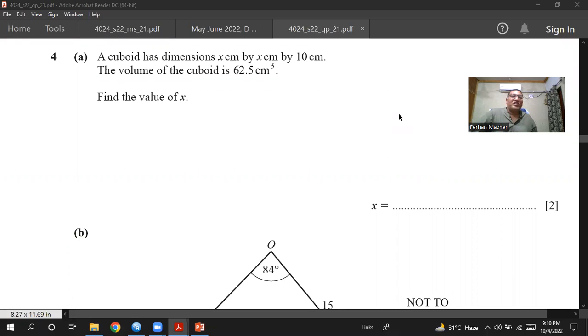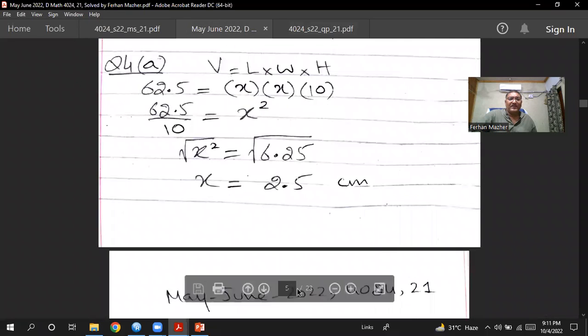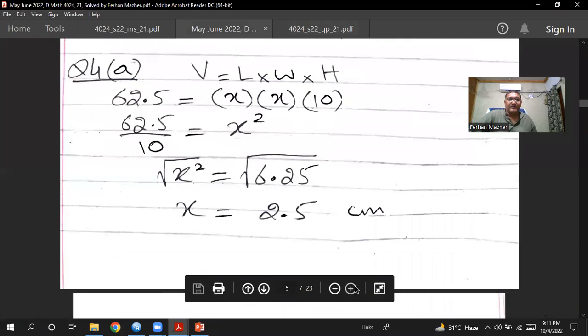So we are on question number 4. He says a cuboid has dimensions x centimeter by x centimeter by 10 centimeter. The volume of the cuboid is 62.5 centimeter cube. Find the value of x. The volume is length multiply width multiply height. And we can very easily find out the value of x.